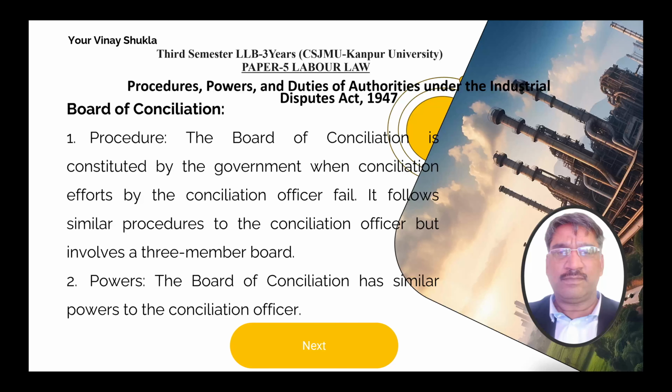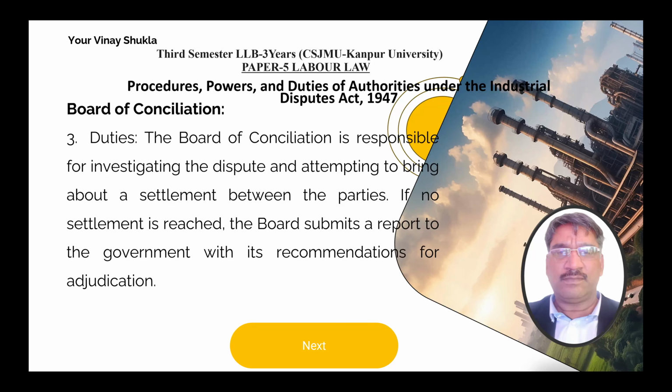2. Board of Conciliation. Procedure. The Board of Conciliation is constituted by the government when conciliation efforts by the Conciliation Officer fail. It follows similar procedures to the Conciliation Officer but involves a 3-member board. Powers. The Board of Conciliation has similar powers to the Conciliation Officer. Duties. The Board of Conciliation is responsible for investigating the dispute and attempting to bring about a settlement between the parties. If no settlement is reached, the board submits a report to the government with its recommendations for adjudication.